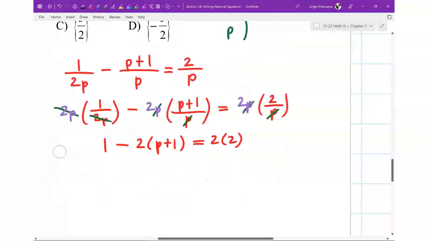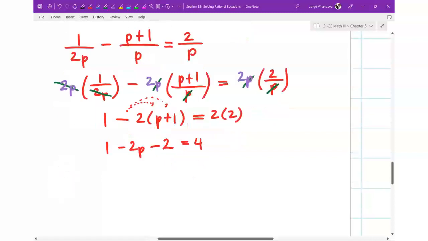So let's simplify. 1 minus 2p minus 1, minus 2. Don't forget to distribute that negative that's right here. That's going to have to go to both of them. You want to make sure that you send that over to both of them. And that's equal to 4. So if we just keep simplifying, 1 minus 2, that's negative 1 minus 2p equals 4.